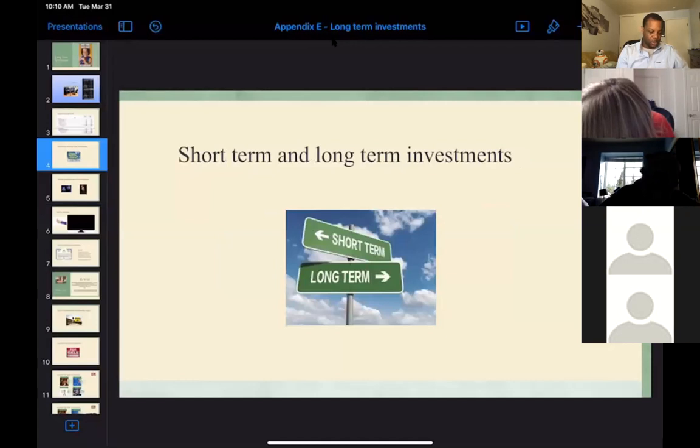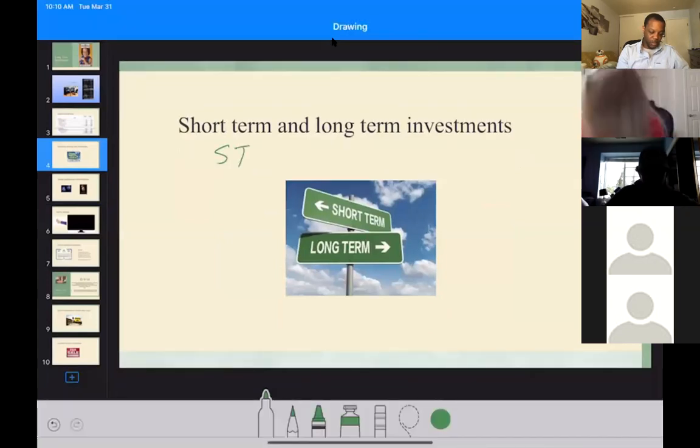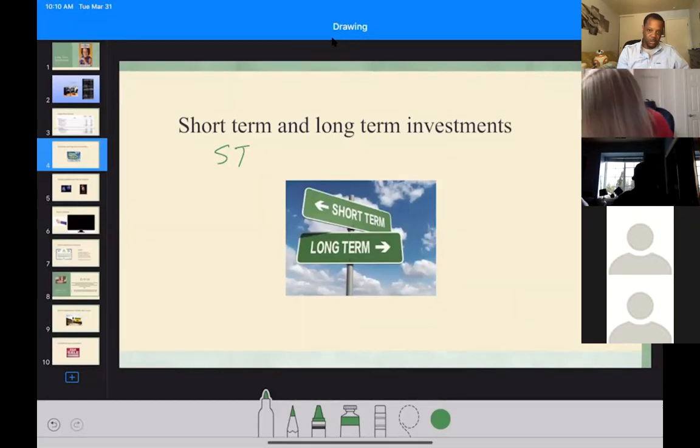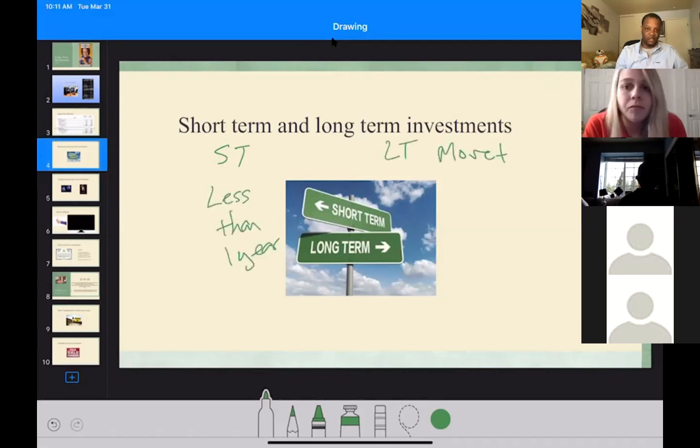All right, so I was here, I lost connection. And we were talking about short-term is less than 1 year, and long-term is more than a year. And you guys still can't see what I'm writing, can you? No, you cannot. All right, let's see. Oh, there it is. We just have a little bit of a delay.